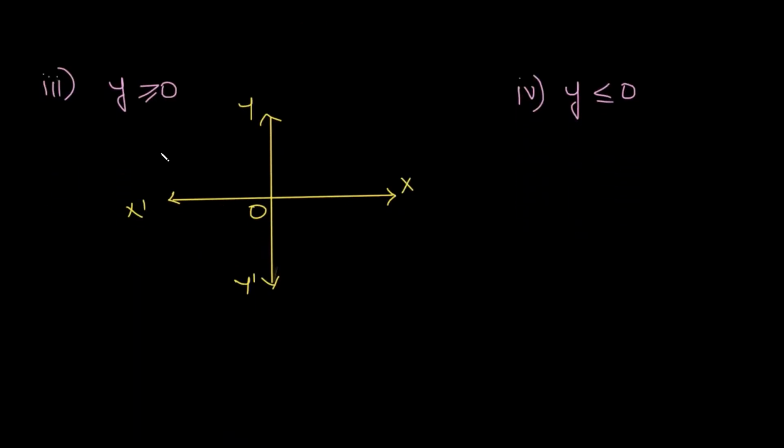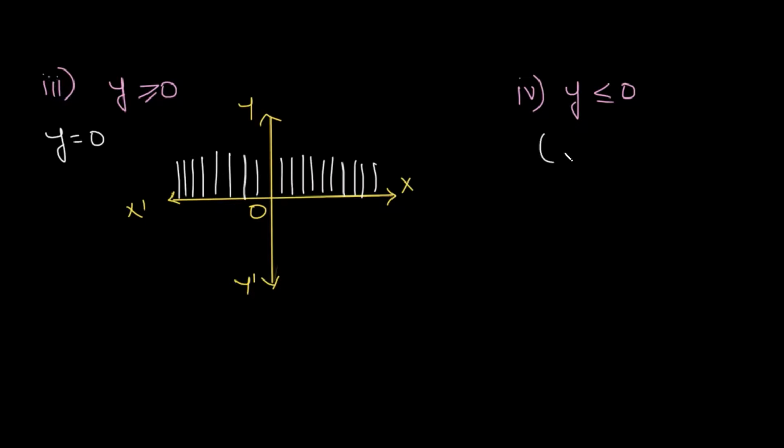The third sum: y is greater than or equal to 0. For this sum, consider y is equal to 0 as the line, and that line is nothing but the x-axis. Since y is greater than or equal to 0, the solution set consists of the x-axis and also the region on the positive side of the y-axis, that means the region above the x-axis. Including the line, this becomes our feasible region.